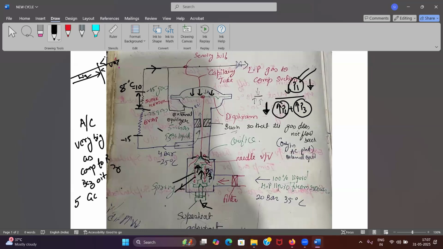Don't you think? So if less refrigerant is going, that means more area of the evaporator coil will be for your superheater. Lesser area for the evaporator, more area for the superheater coil, right? Is it understood how your superheat is changing by adjusting the spring tension?